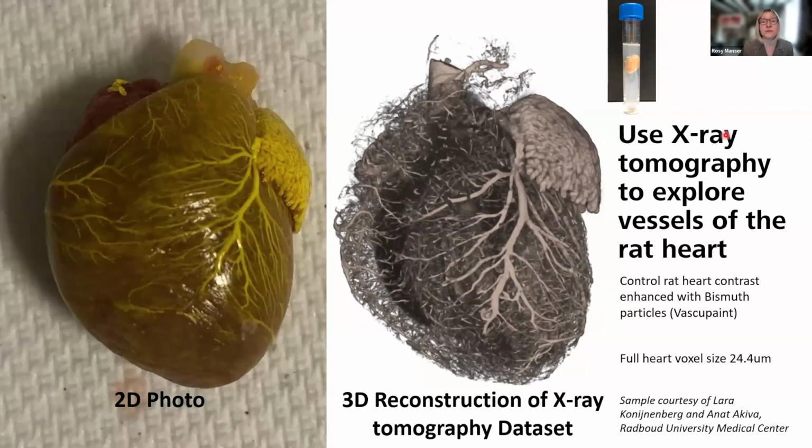So it's in a Falcon tube and imaged inside the Versa. And we're able to look at those vessel structures in 3 dimensions. So the left-hand side is a 2-dimensional photo of the excised heart before it went into the system. And on the right, you've got a 3D reconstruction of that tomography data set, which is really amazing.